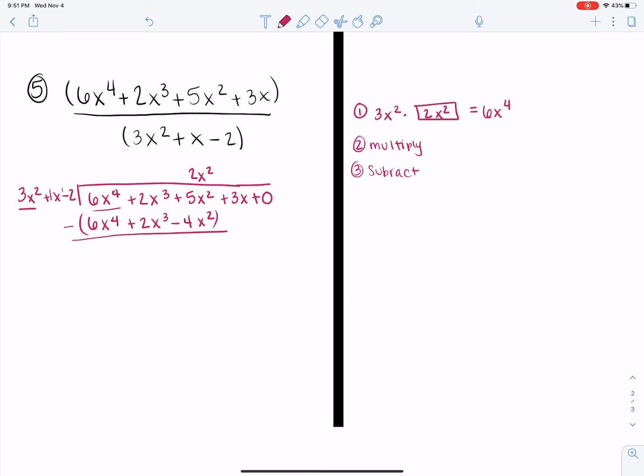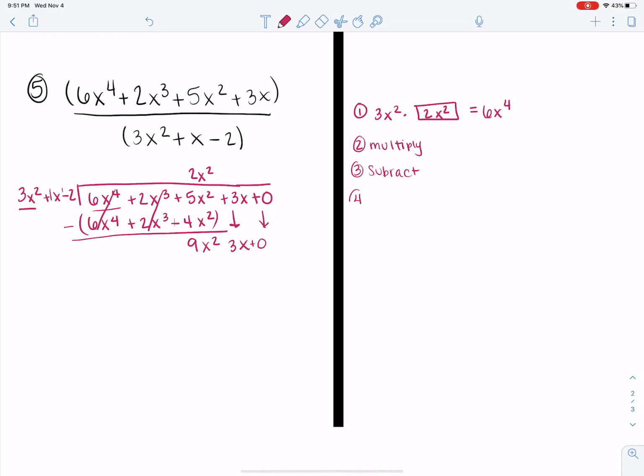6x^4 minus 6x^4 is nothing. 2x^3 minus 2x^3 also cancels. 5x squared minus negative 4x squared turns to plus, which is 9x squared. Bring down the 3x. So now I need to ask myself, oh, remember I have 3 terms on the outside, so I need 3 terms here also. So we're going to bring down the 0. If I only had 2 terms on the outside, then I would just bring down one of those numbers and we would go again. But because there's 3 on the outside, you need 3 to go into.